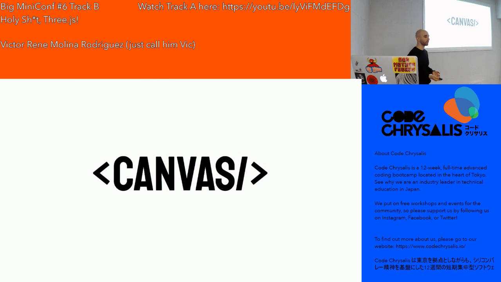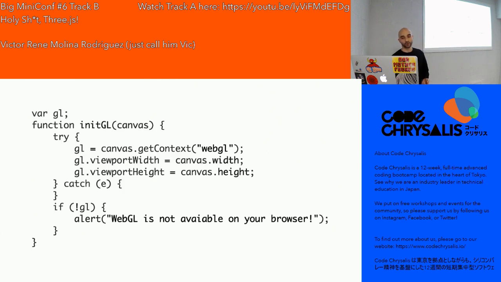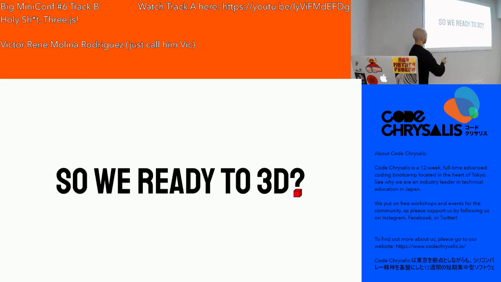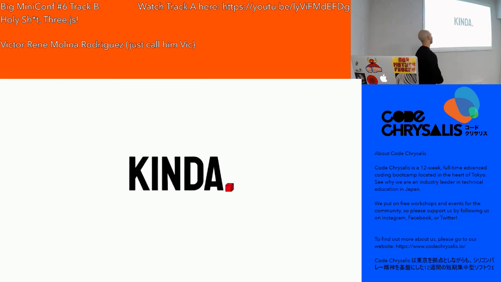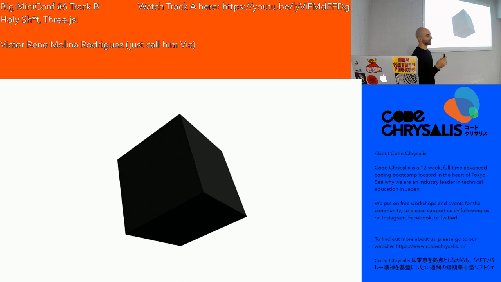It works through the canvas element. So you instantiate it like this. You instantiate a canvas element with a WebGL context. And we are ready to 3D, right? So now that we know JavaScript, we can create cubes and spheres and have a whole scene going, right? Well, kind of. Let's say you want to create this cube and render it on screen. This is the amount of code that you will have to write.